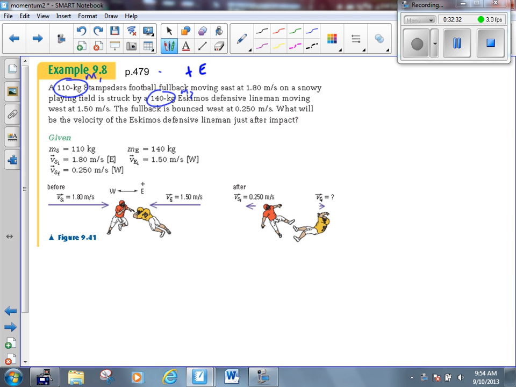So object number 1 and object number 2, the Stampeders player and the Eskimos player. We got a velocity right here. We're going to call that what? V1 or V2?